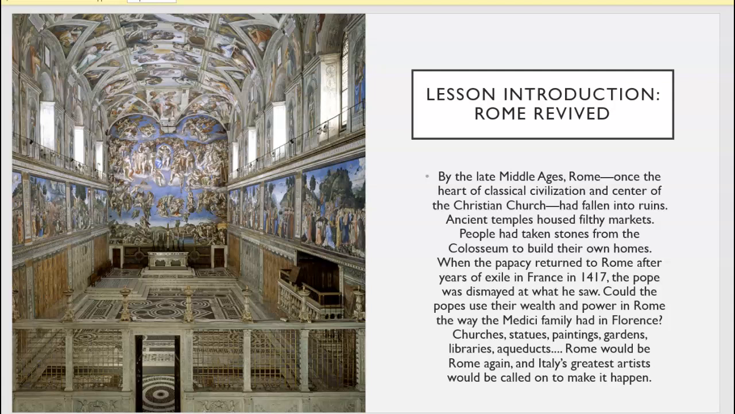When the papacy returned to Rome in 1417 after years of exile in France, the Pope was dismayed at what he saw. Could the popes use their wealth and power in Rome the way the Medici family had in Florence? Churches, statues, paintings, gardens, libraries, aqueducts. Rome would be Rome again, and Italy's greatest artists would be called upon to make it happen.